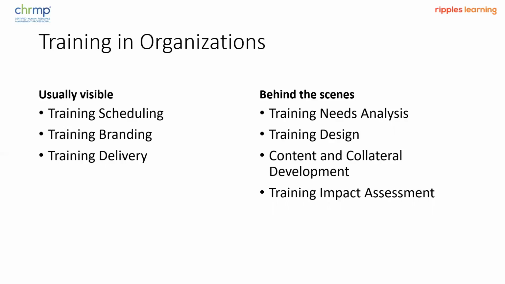Once you analyzed what training needs to be given, what kind of content, once you've decided that, done the analysis, done the design, you need to develop the content and collateral. Right? And finally, you need to see what was the impact of delivering the training and if it had any positive impact in the organization. So that is called training impact assessment.